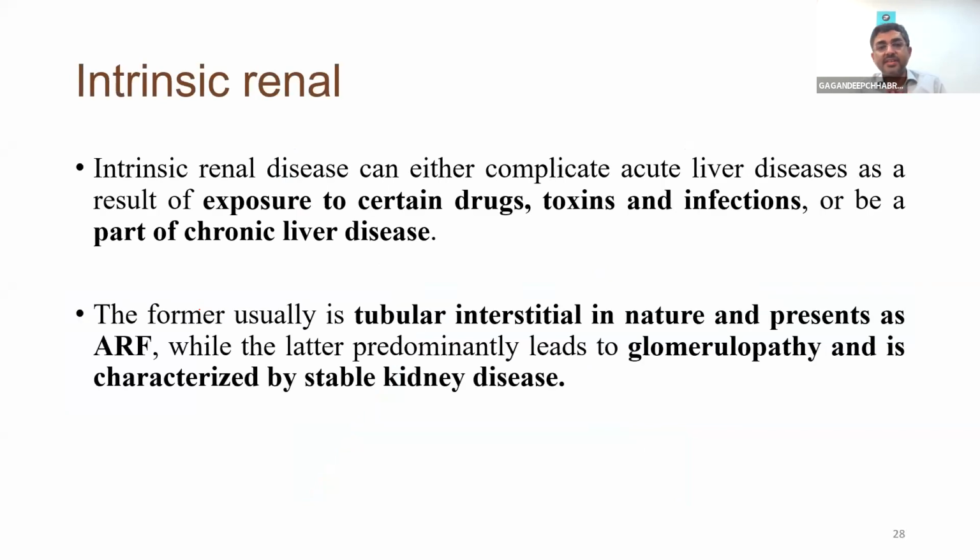Then we have the intrinsic renal disease that may be due to certain drugs, toxins and infections. The disease which is mainly due to drugs, toxins, infections mainly presents as tubulointerstitial in nature and acute renal dysfunction. That may also be a part of chronic liver disease, which may later present as glomerulopathy and is a more stable type of chronic kidney disease along with the underlying chronic liver disease. So intrinsic disease can be acute, and it can lead to chronic stable kidney disease, which may have an underlying glomerulopathy. That's the glomerular cause of the kidney disease.